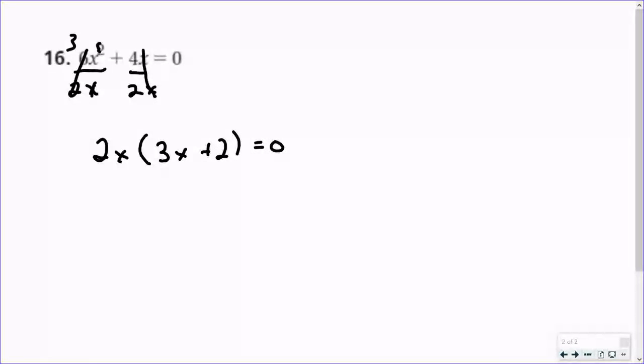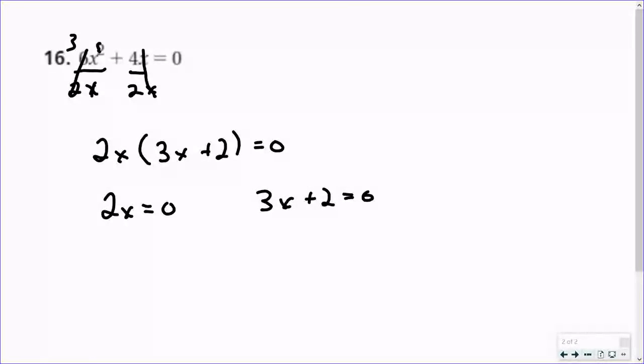All right, now at this point, I don't have any squared terms, so I can't factor it like I typically do. So this is actually factored. So I have two numbers being multiplied together to make 0. Well, the first number is 2x, and the second number is 3x plus 2 equals 0.